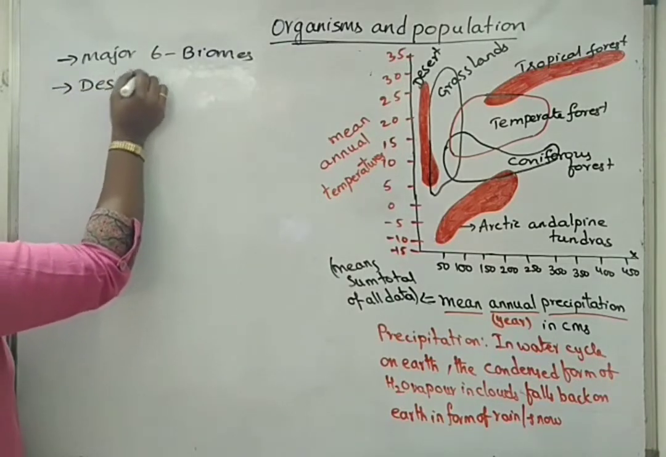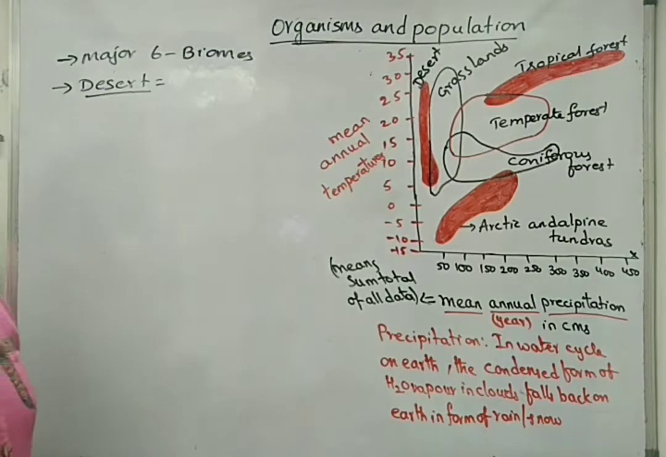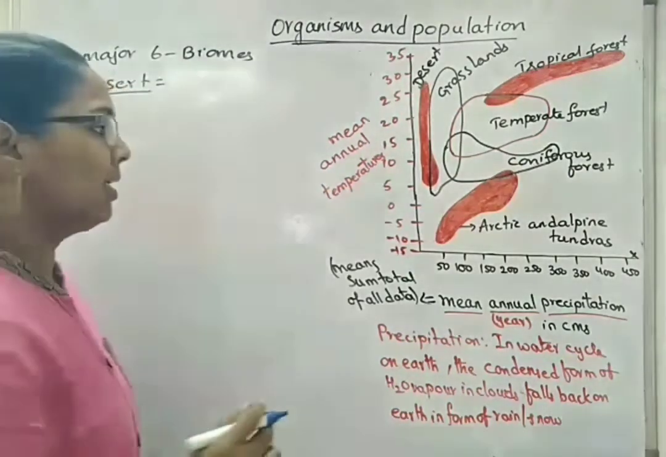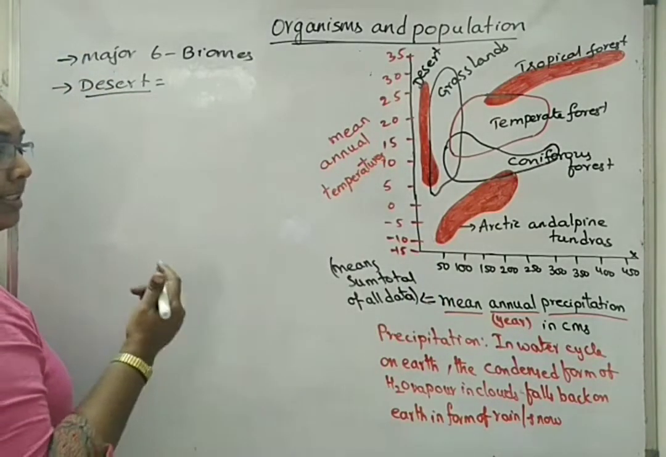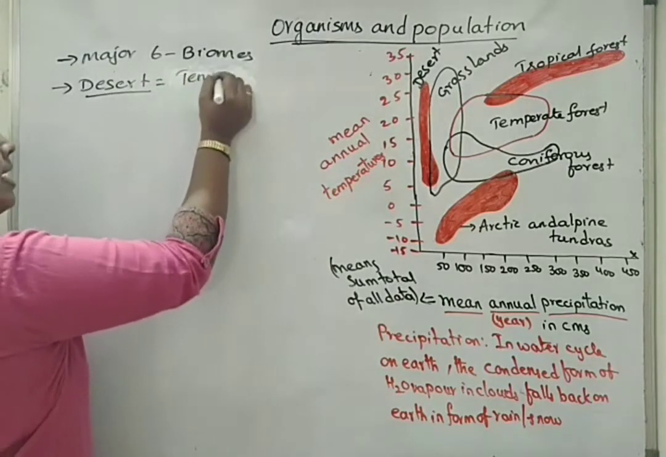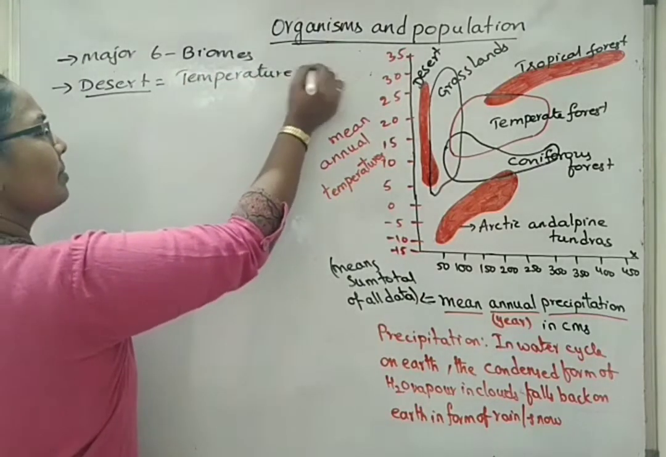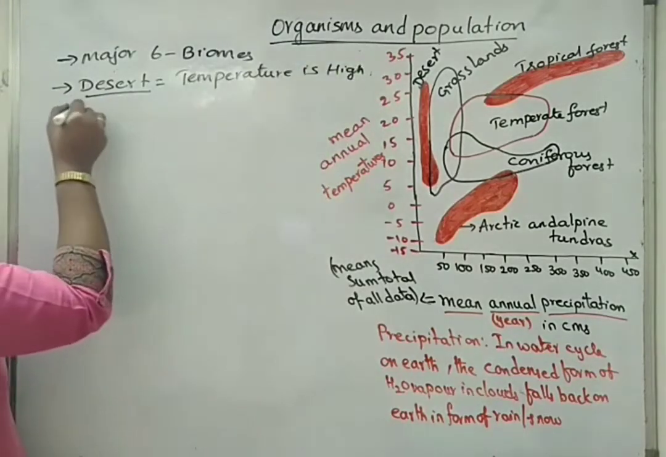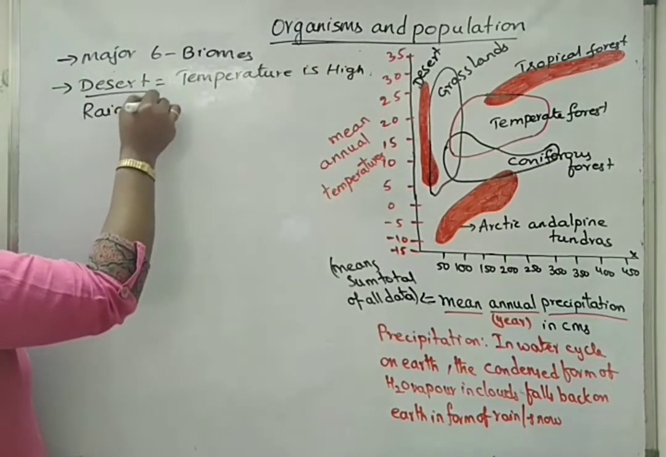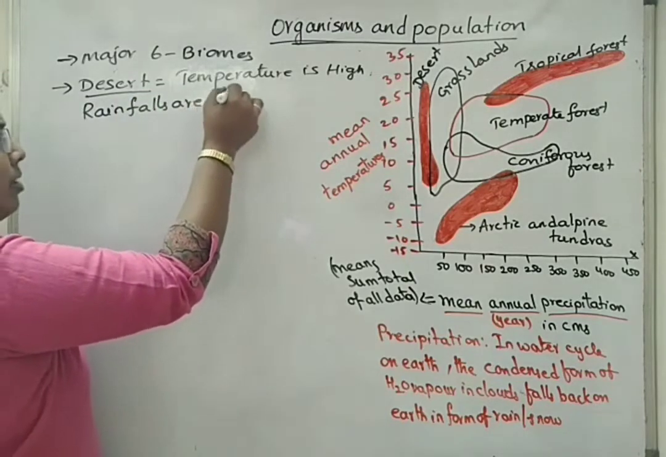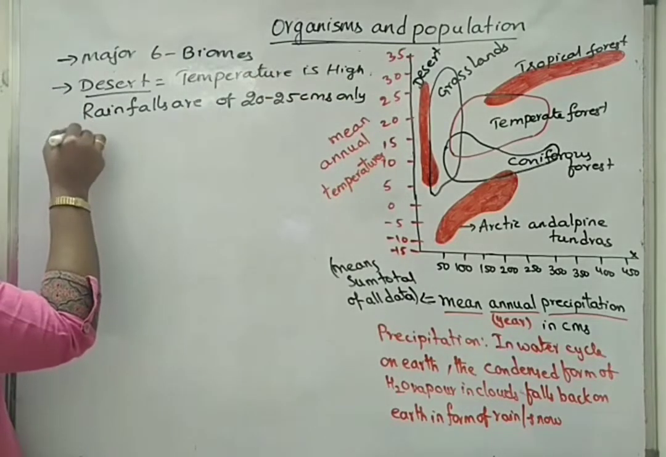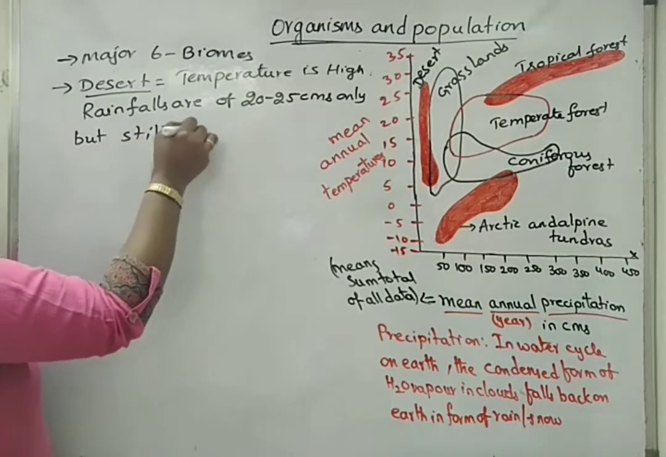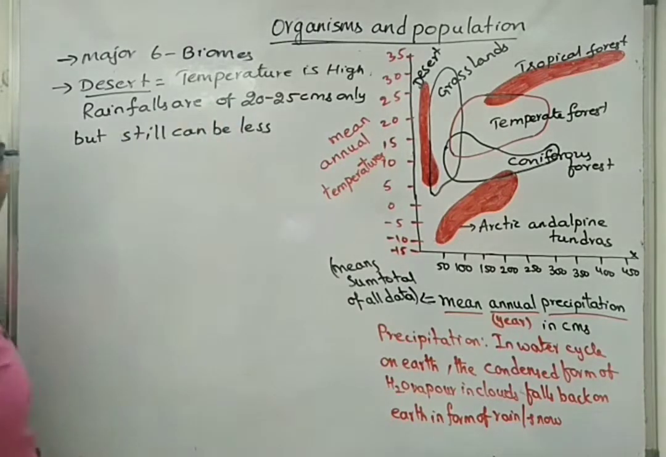First one is desert. Here temperatures are very high and rainfall is very much less. We can see it is less than 50, meaning mean annual precipitation is less than 50. Temperature is high and rainfall is 20 to 25 centimeters only, but still can be less than this, meaning centimeters of precipitation.